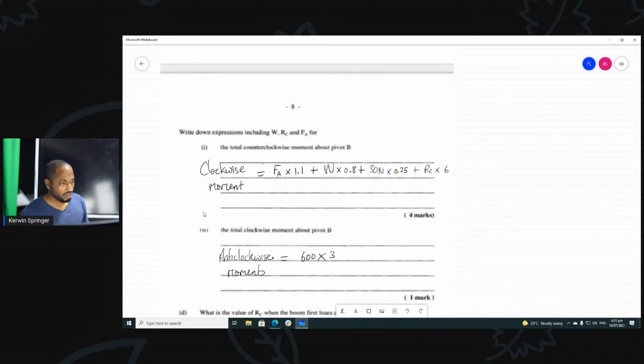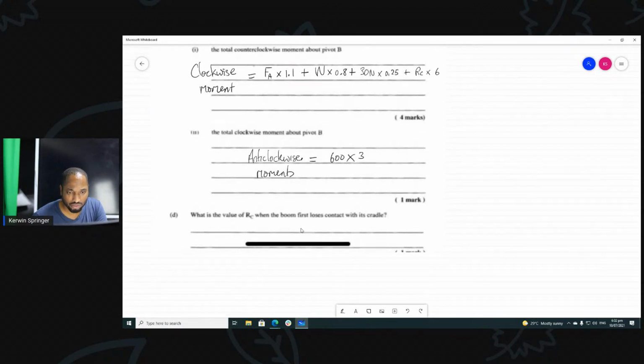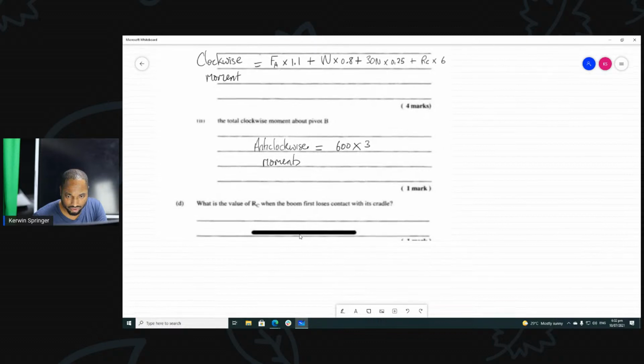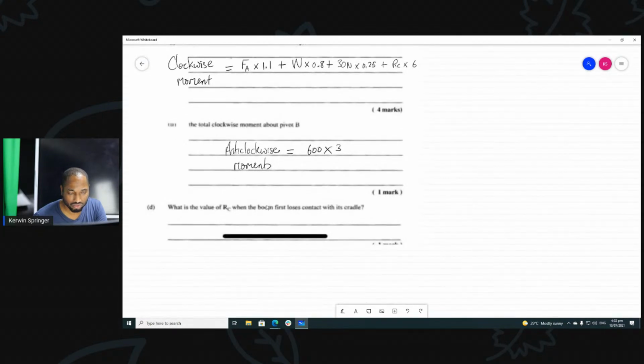All I had to do was move the labels. It's really easy to do, move the labels and things, but I need to learn how to lasso this stuff real quick. Okay, so that's the total anti-clockwise, total clockwise. What is the value of RC when the boom first loses contact with its cradle? 0. That's the end of this question.